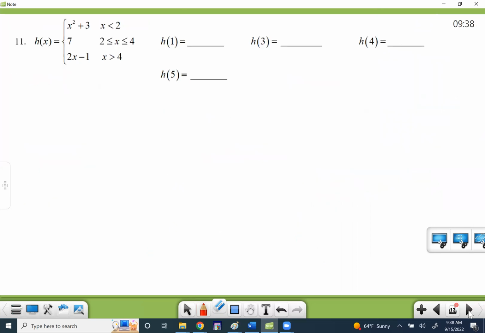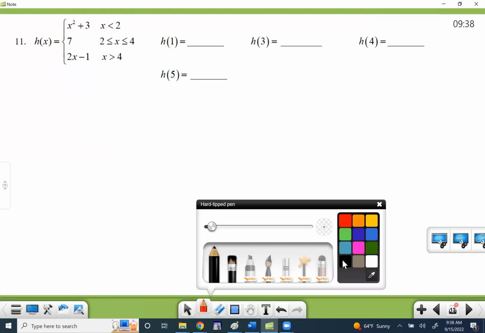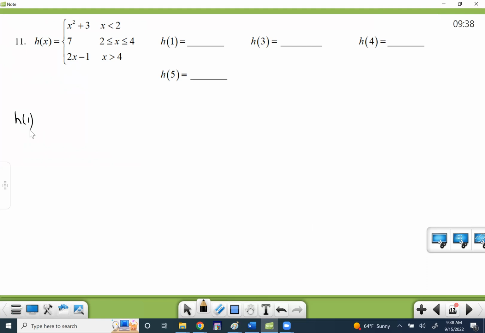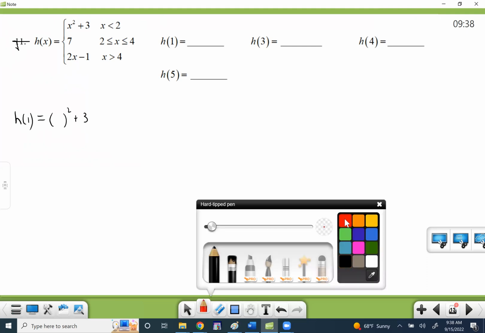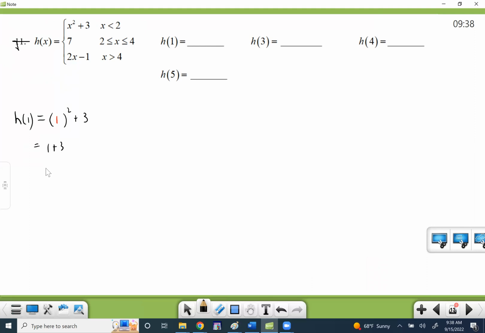So now we're going to do it without a picture, okay? So h of 1. So for that one, we have to figure out where we're going to substitute the 1 in, right? Okay. Well, let's go over here. Is 1 less than 2? 1 is less than 2, right? So I'm going to use the top equation, the x squared plus 3. So let's go ahead and substitute into the x squared plus 3 the value of 1. Okay, so 1 squared would just be 1, and 1 plus 3 is 4.